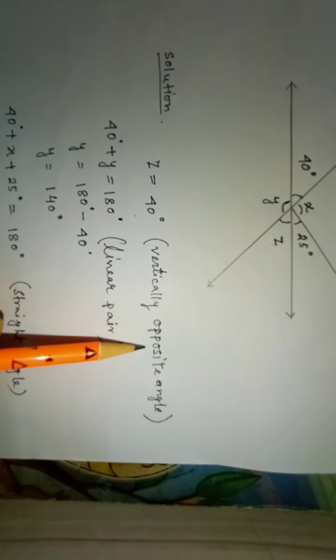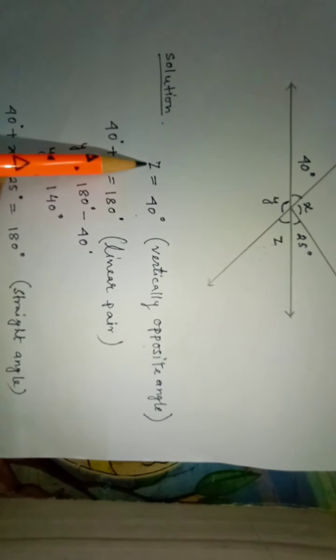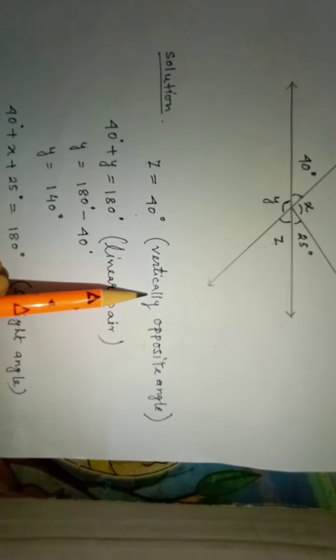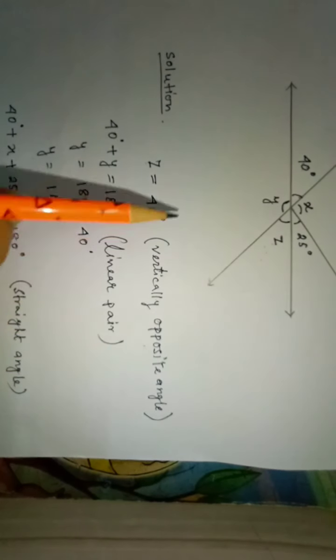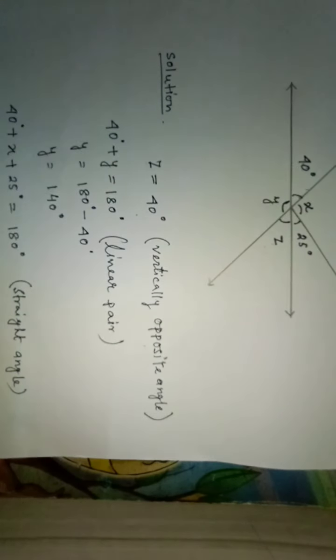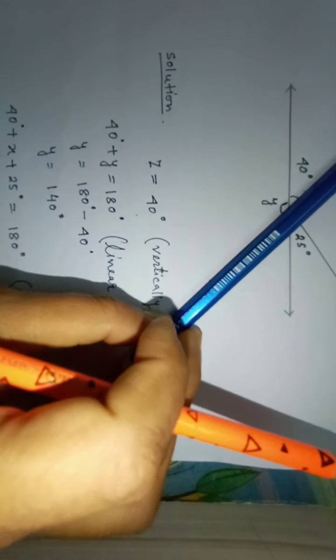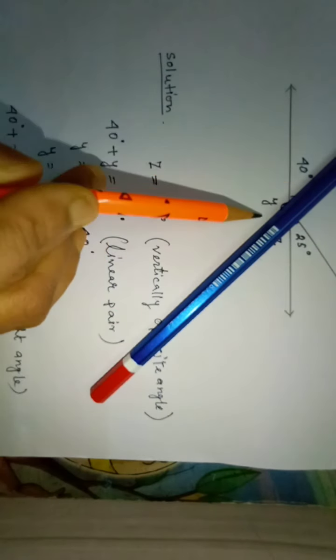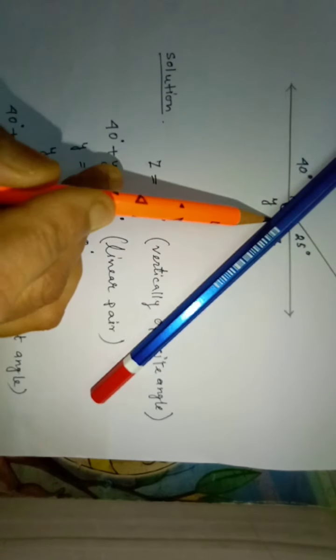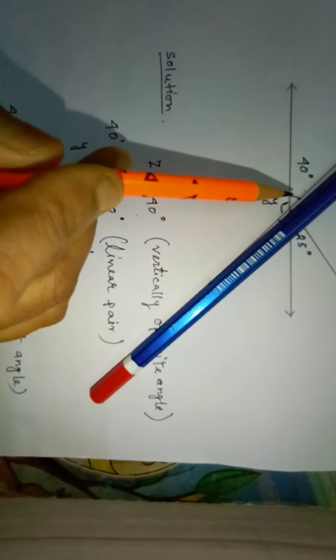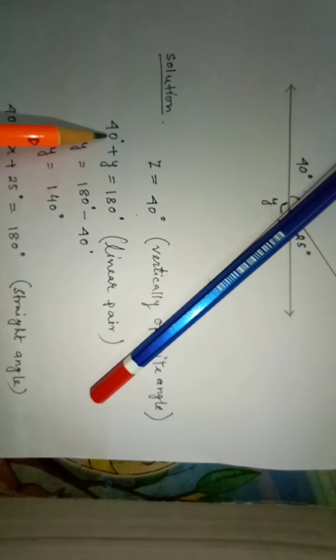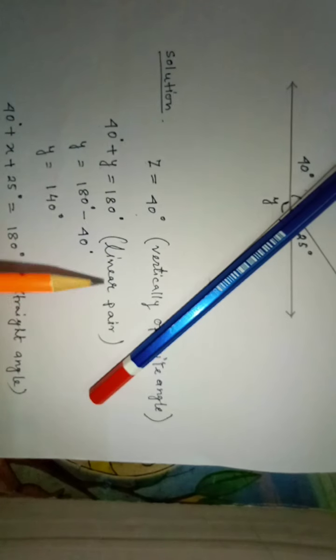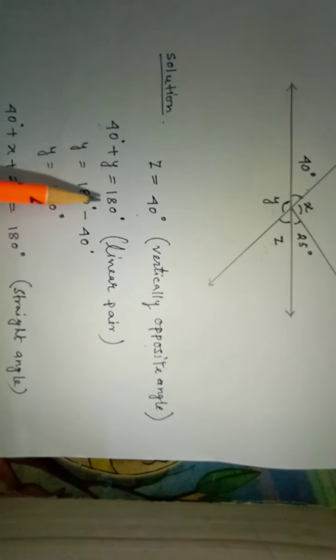Reason you have to write on the right side. Why are we writing Z is equal to 40 degrees? Its reason is vertically opposite angles. Now see, this 40, when it is a line segment, then 40 and Y make a linear pair. 40 and Y make a linear pair. So 40 degrees plus Y is equal to 180 degrees. Reason is linear pair. Now to find Y, I have to subtract 40 from 180. Result of Y is 140 degrees.